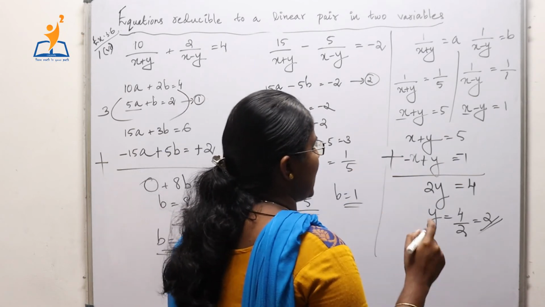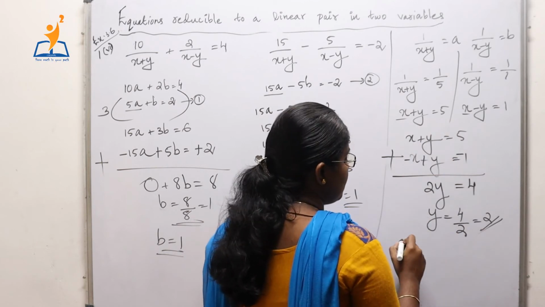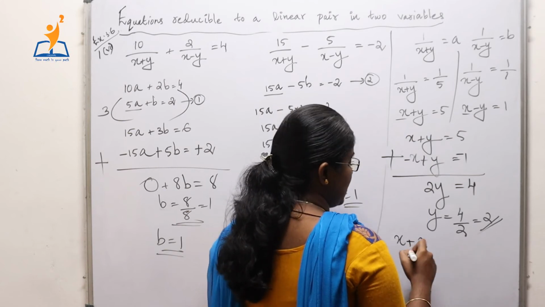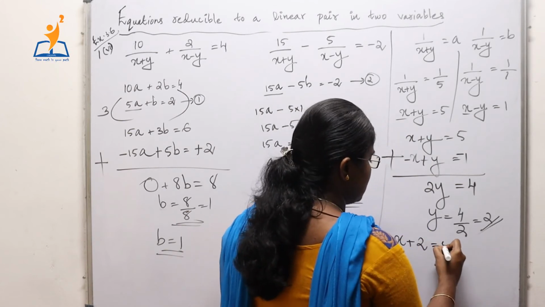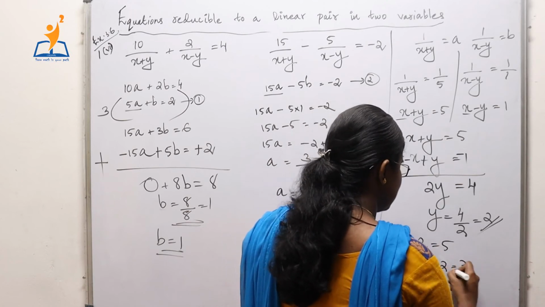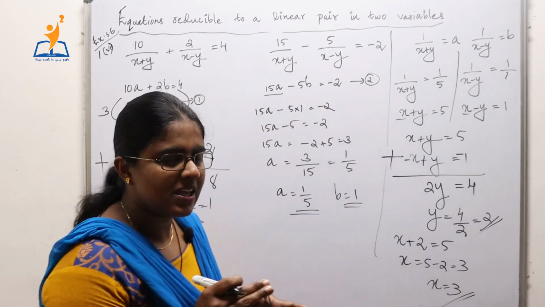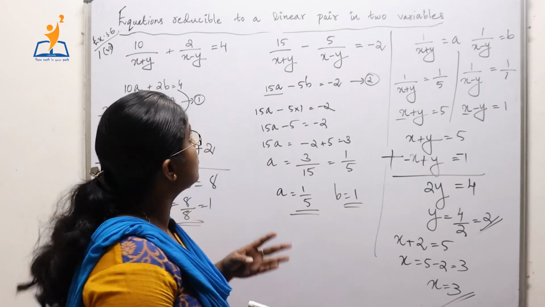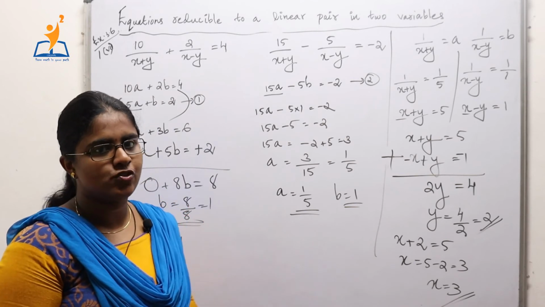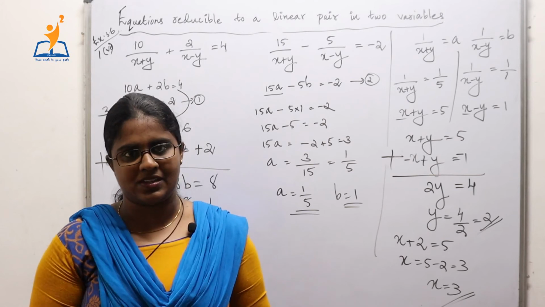So in order to get x we can substitute the value of y in either of these equations. That is, we can substitute in this equation, x plus y means x plus 2 is equal to 5, which means x is equal to 5 minus 2, that is 3. So we got x is equal to 3 and y is equal to 2, and that's the solution for this pair of equations in two variables. So that's the end of this question. Now we shall move to the next question.